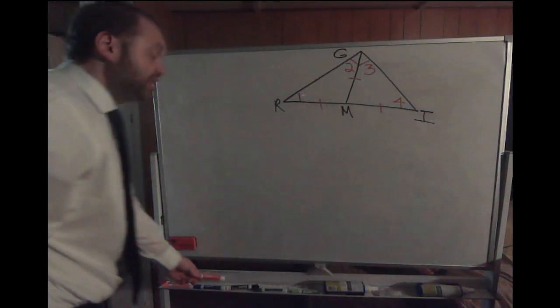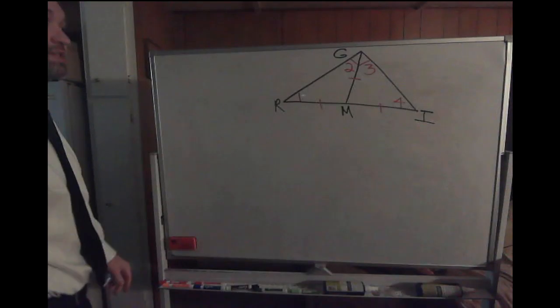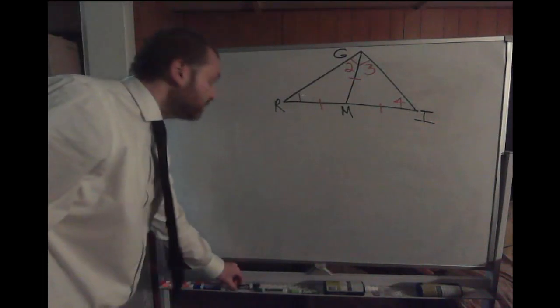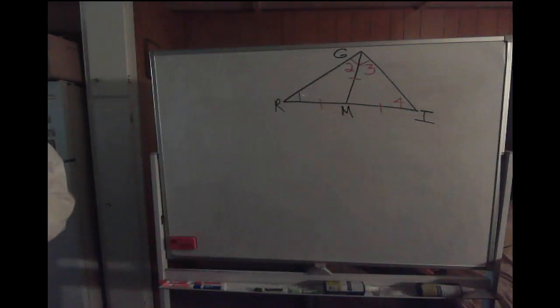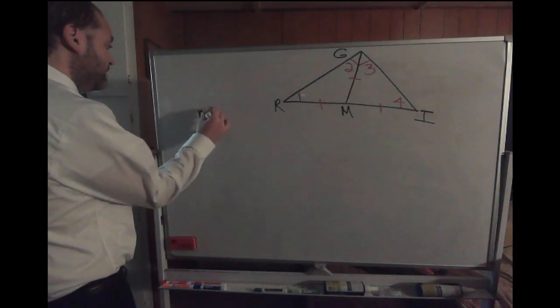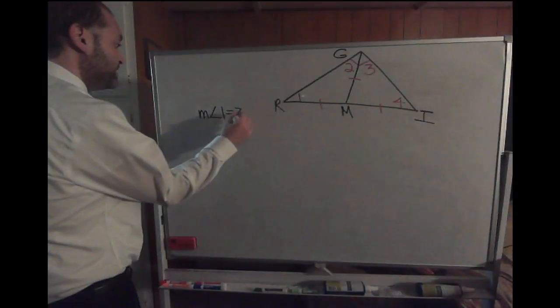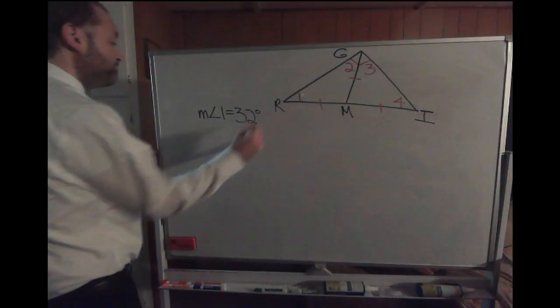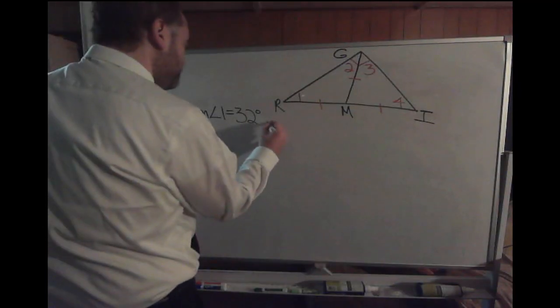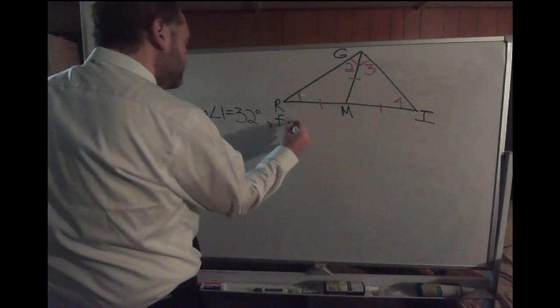So this is going to go a long way here in a second. You're going to see why. It's going to make our life a lot easier. So we got here that the measure of angle 1 equals 32 degrees, right? Now we got to find 2, 3, and 4.